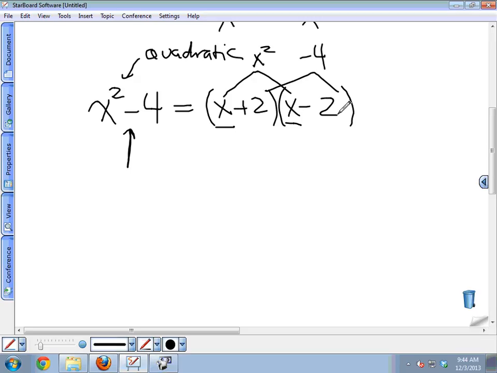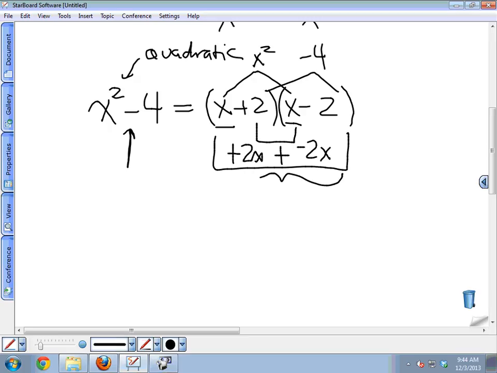Now, what's really cool about this is when you think about this, these are things you're just going to have to recognize. What am I going to get for my inside? Plus 2x. And for my outsides, I'm going to add to that a minus 2x. So what happens to my middle term when I add these two together? I get 0 x's. And that's why this thing over here has no middle term. It has no linear term in there.